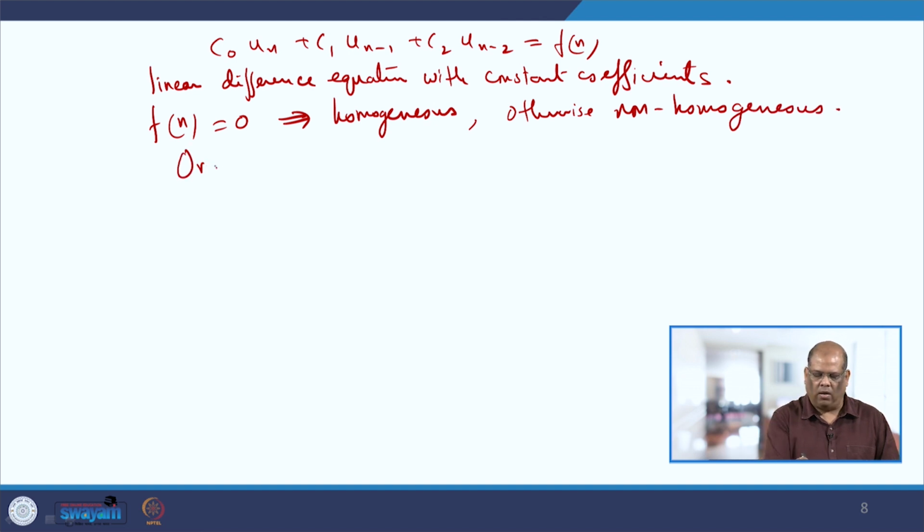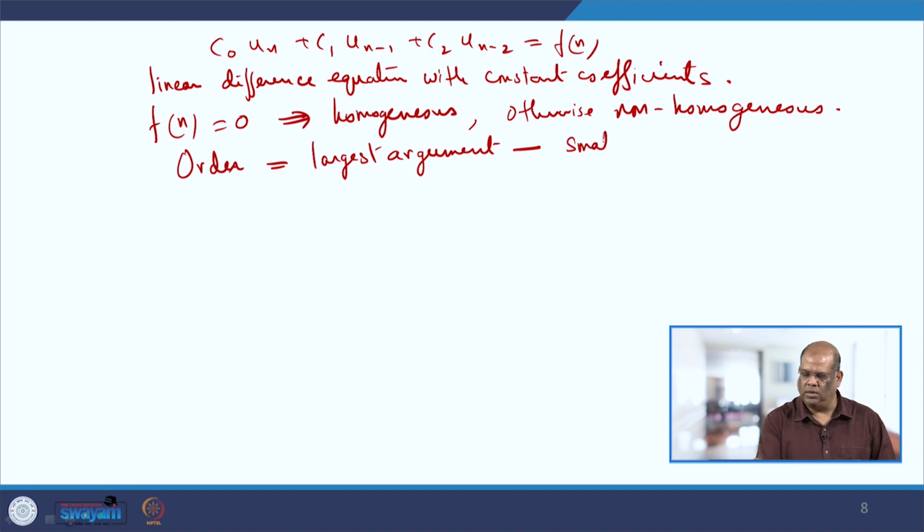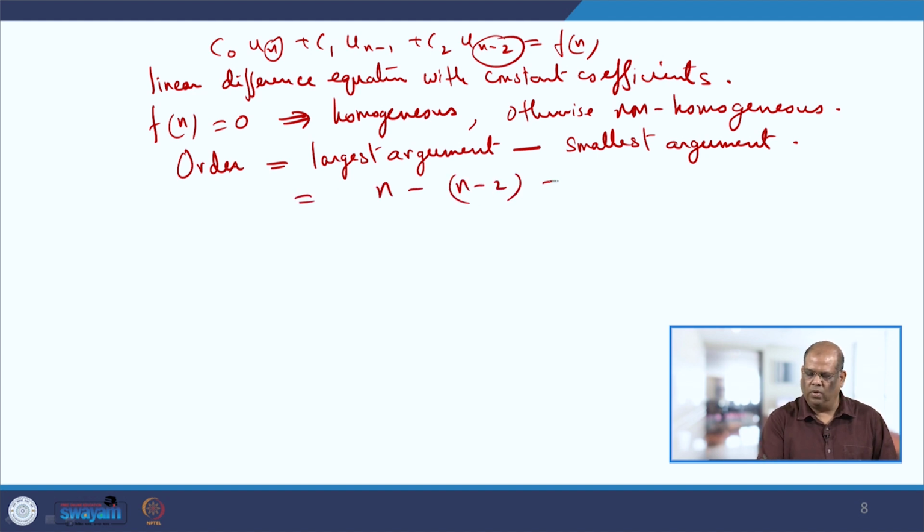And the order of this difference equation is the largest argument minus the smallest argument. Now, what is the largest argument? That is this n. What is the smallest argument? That is n minus 2. So, it is n minus (n minus 2), which is 2. So, the order of this difference equation is 2.